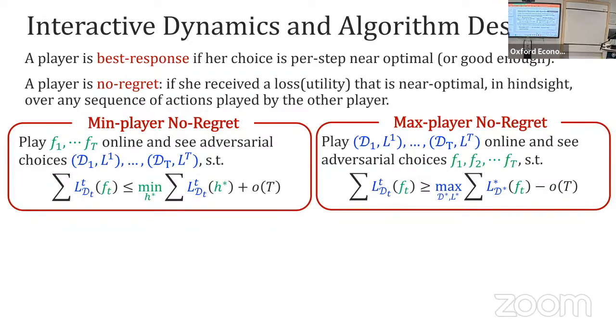For the max player, who is choosing the distribution and the losses in an online fashion and is seeing some functions F1 to Ft, these are the predictors. Again, the average loss for the maximizing player should not be much smaller than the worst case distribution and worst case loss would have forced on the sequence of functions that were chosen by the other player. So this is what it means to be no regret.